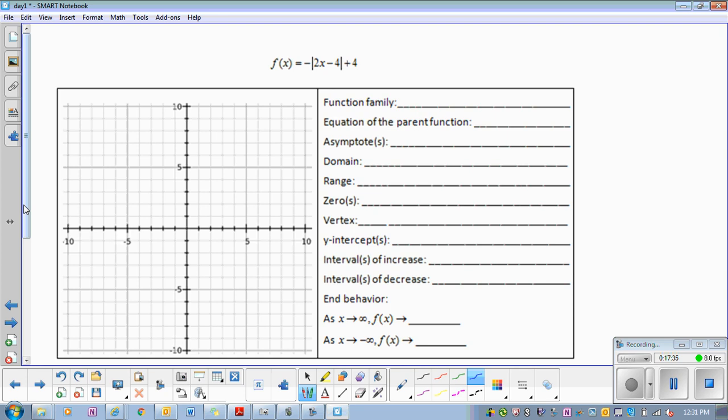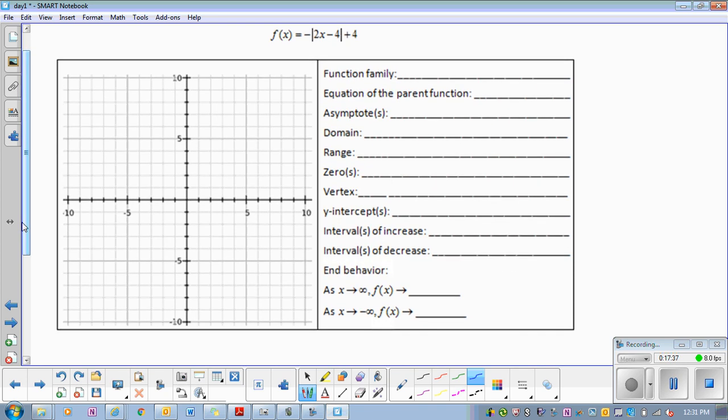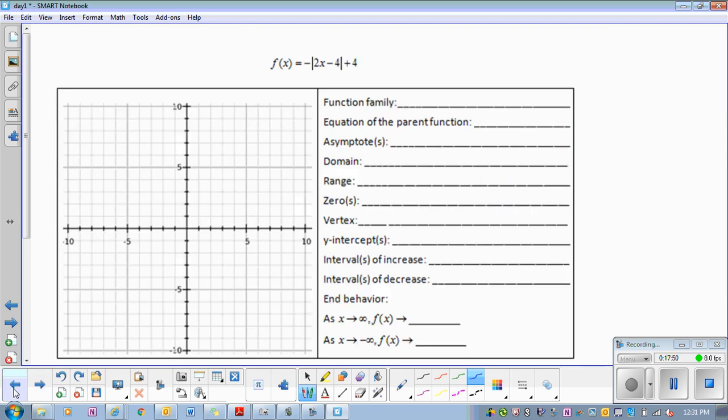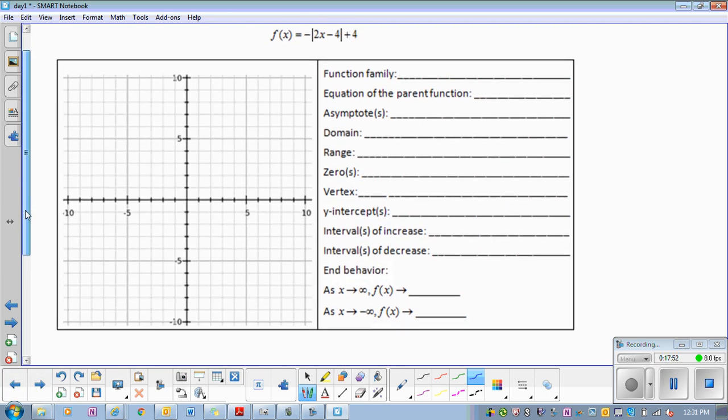Okay, so let's look at the next one. What is that one? Oh, is this the warm up? You know what? You guys try it. Try it on the little warm up half sheet.